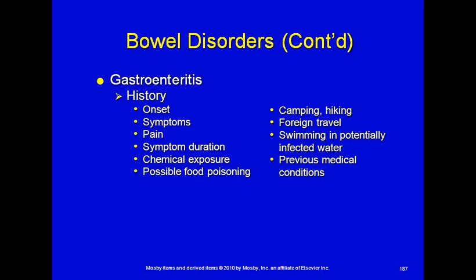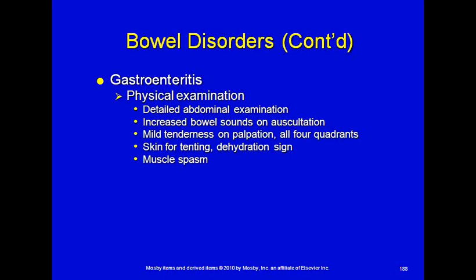To determine whether somebody has gastroenteritis, you're going to get that from the history. You're going to use your OPQRST SAMPLE in order to determine what's going on with the patient. Has it been possible food poisoning? Were they camping and hiking outdoors? Did they travel to a foreign country? Were they swimming in potentially infected water? Do they have any other previous medical conditions, or have they ever had this sort of condition before? Have they ever been diagnosed with gastroenteritis before?